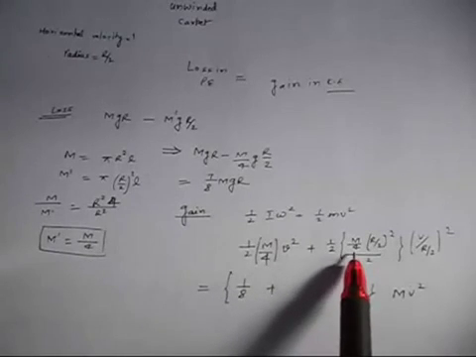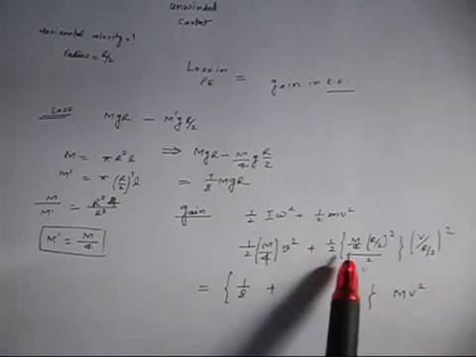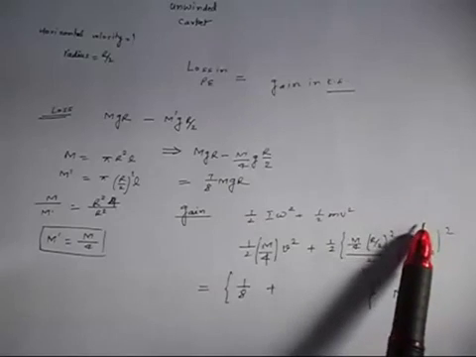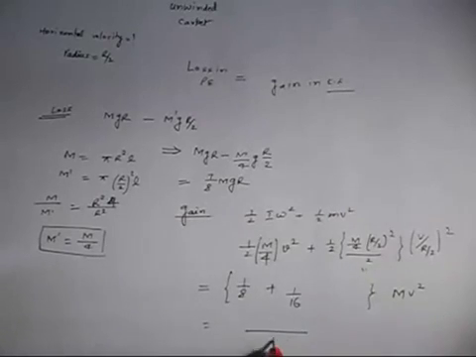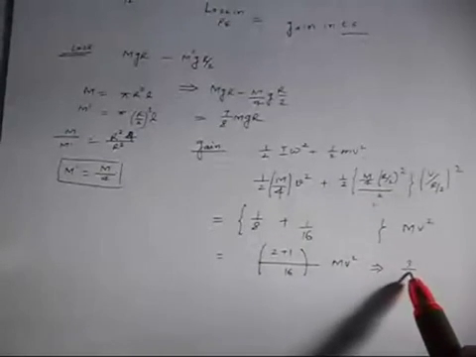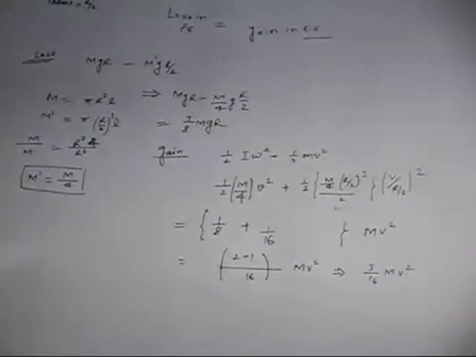Now here, what is the value? 4, 4, 16 and 2, so 32. So I think this will come out to be (1 plus 2) m v square by 16. So this value is nothing but 3 by 16 m v square. Check yourself whether you are getting 3 by 16 m v square or not. Let me check the answer. Yes, they are also getting 3 by 16 m v square.